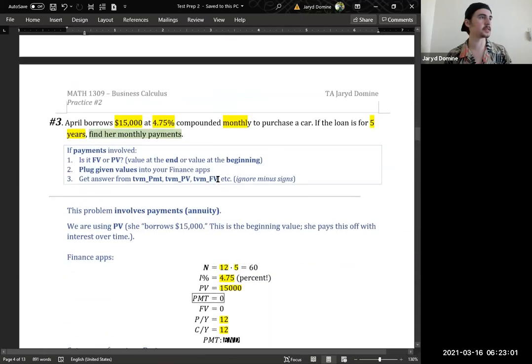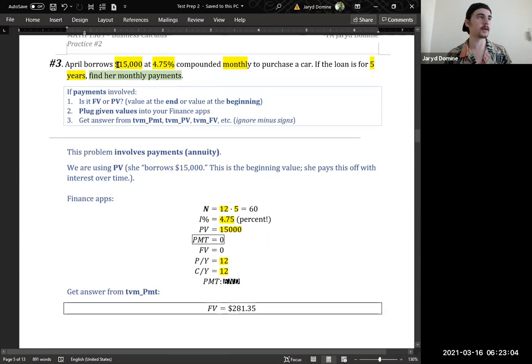So number 3 is the same concept. They give you a bunch of different numbers. April borrows $15,000 at 4.75% compounded monthly to purchase a car. If the loan is for 5 years, find her monthly payments.